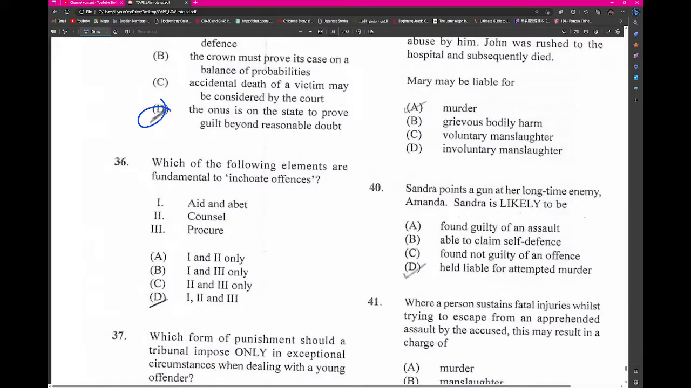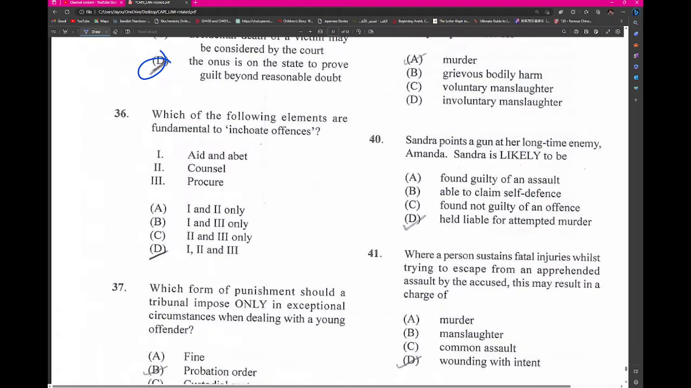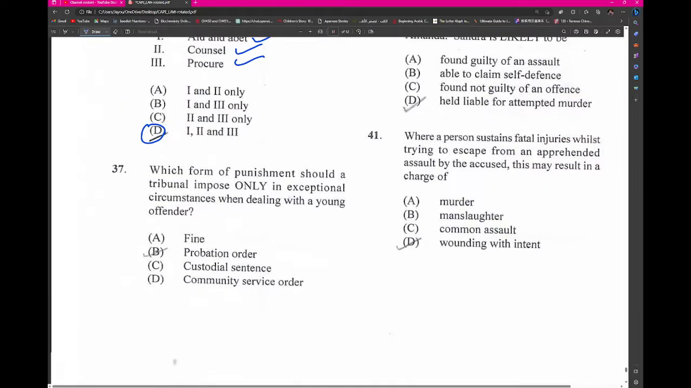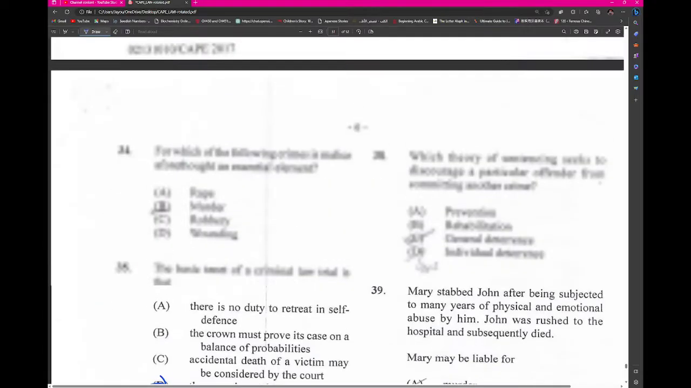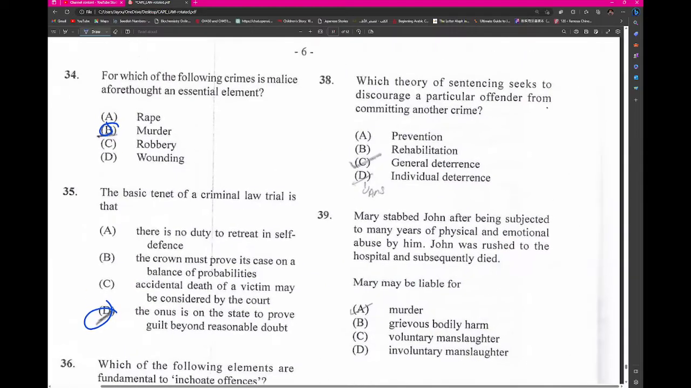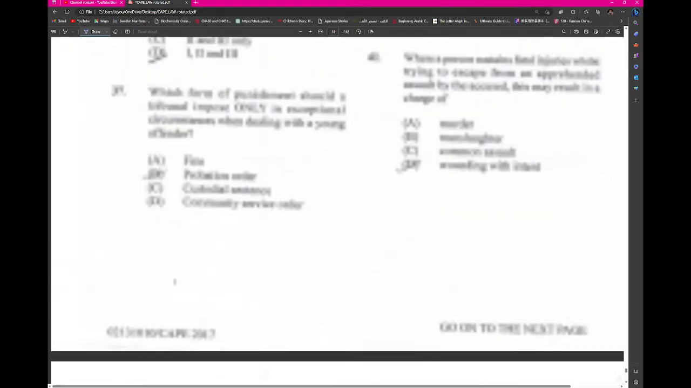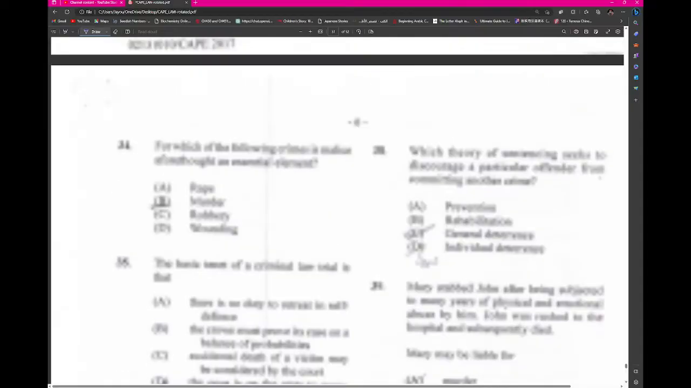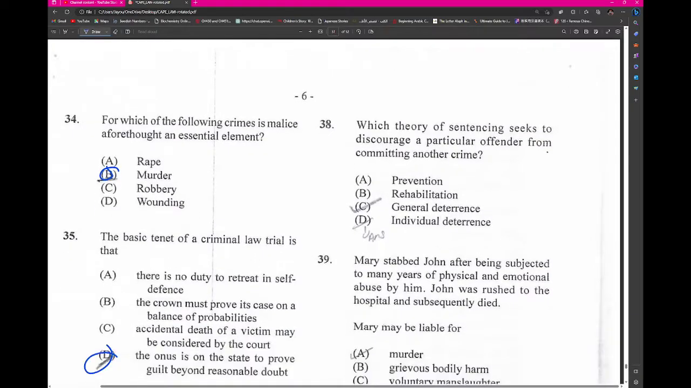Which of the following elements is fundamental to inchoate cases? All of them. Which form of punishment should a tribunal impose? I'm not sure about this question. I'm always off about it. Please give me an explanation in the comment section, if you have a great answer for that. Which theory of sentencing seeks to discourage a particular offender? This would be individual deterrence.